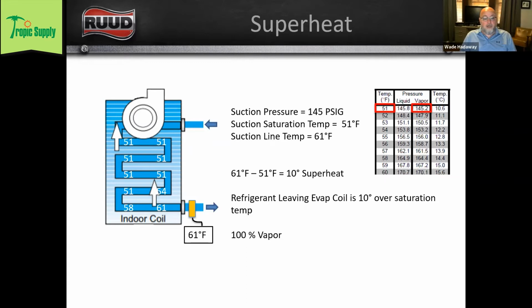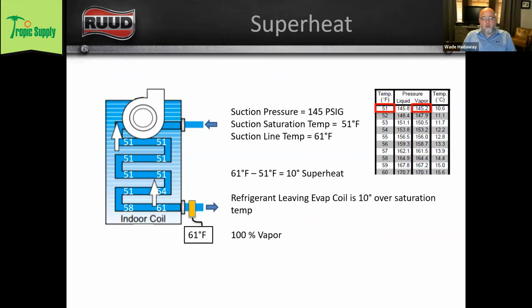And we're simply going to make a determination of how much hotter the suction line actually is than the PT chart, or the pressure temperature chart, says it would be. So the suction saturation temperature is 51 degrees. The actual line temperature is 61 degrees. 61 minus 51 is 10. So the refrigerant has 10 degrees of superheat, or it is 10 degrees over its saturation temperature. And it's 100% vapor. We know that.